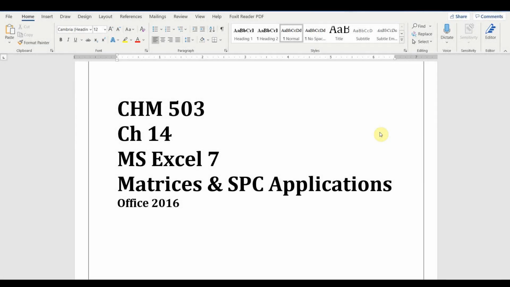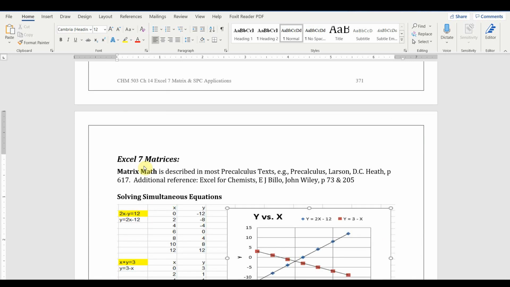Page 370 in the notes. This is chapter 14 of CHM 503. This is our 7th and final unit on Excel. The topic will be matrices and SPC applications. Page 372.